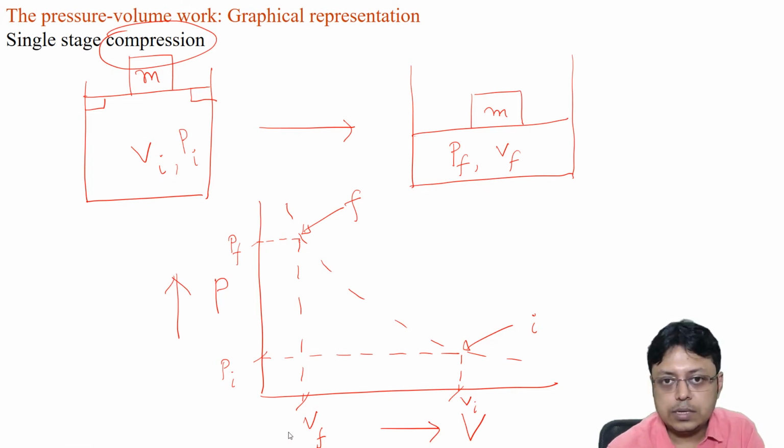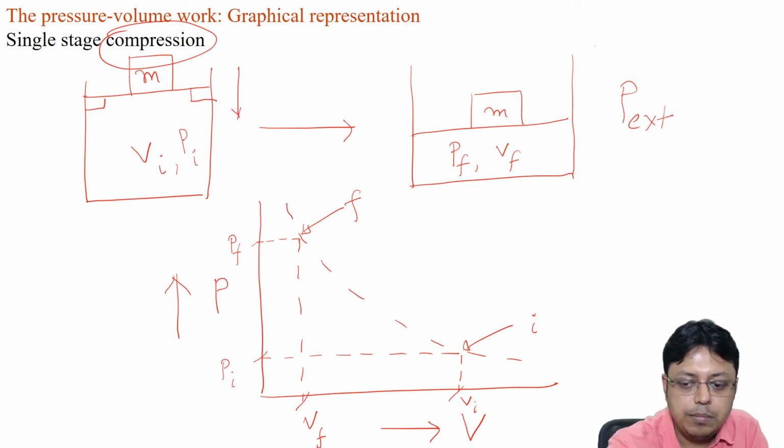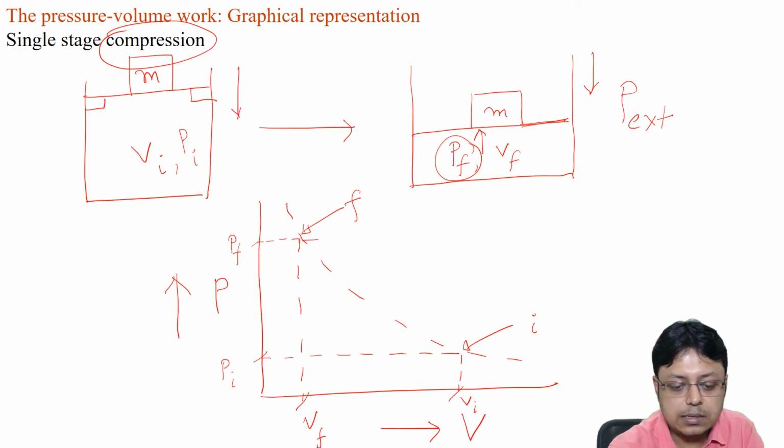Now let us try to understand what will be the work done in this case. Think about it. What is P external? As I said, P external is making this compression, and the piston will fall until the pressure of the gas balances the P external. So P external in this case is nothing but the final pressure.